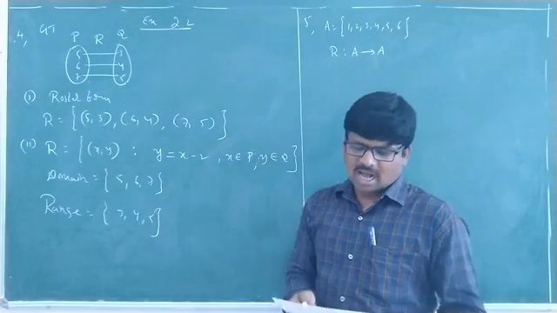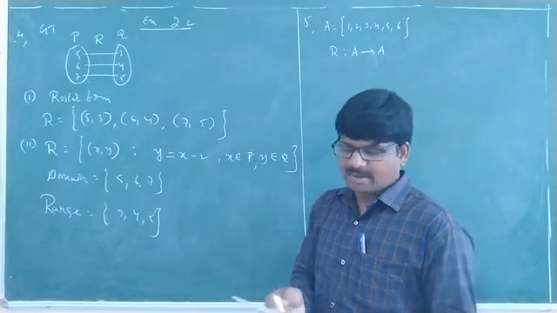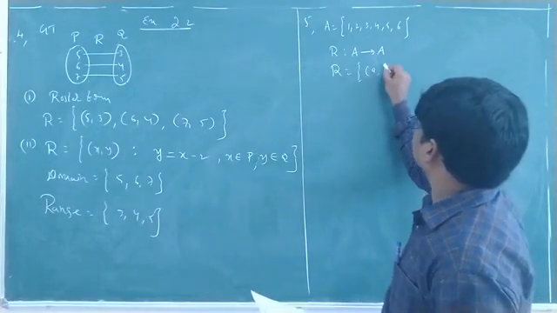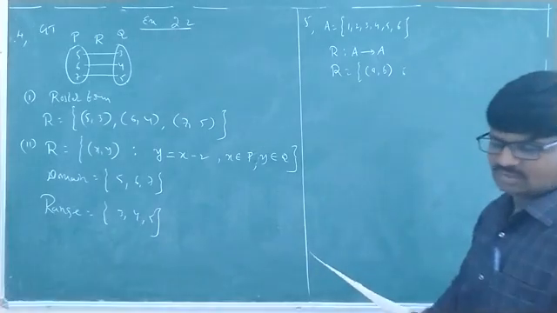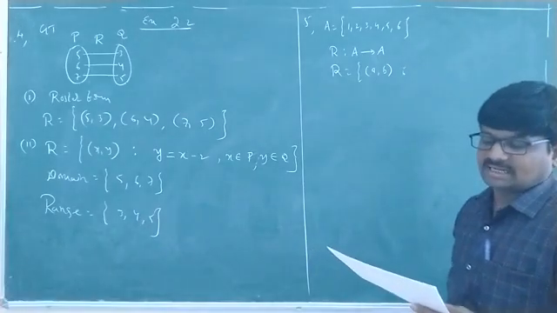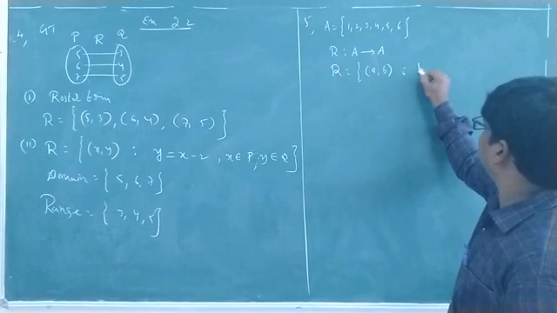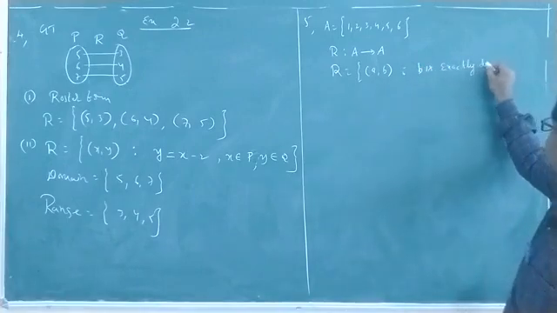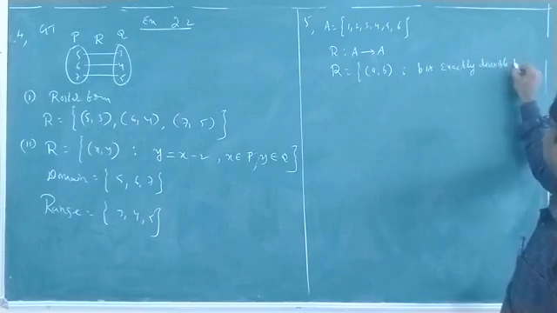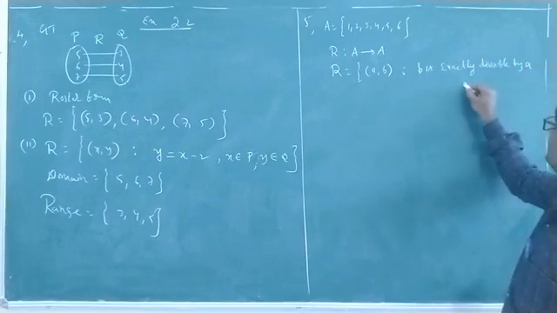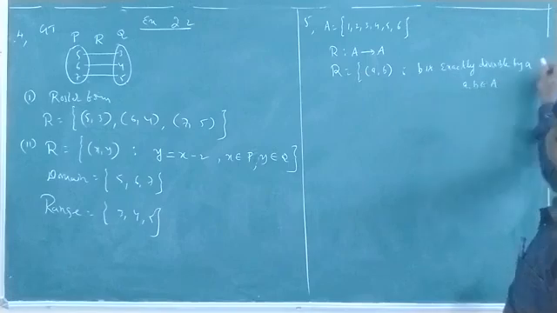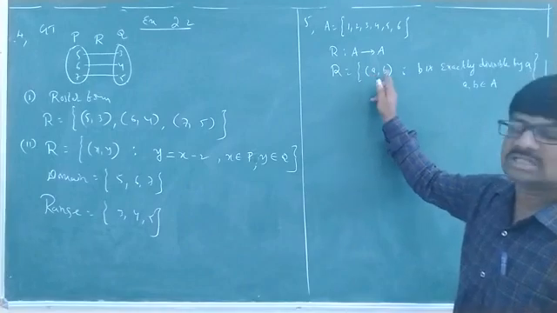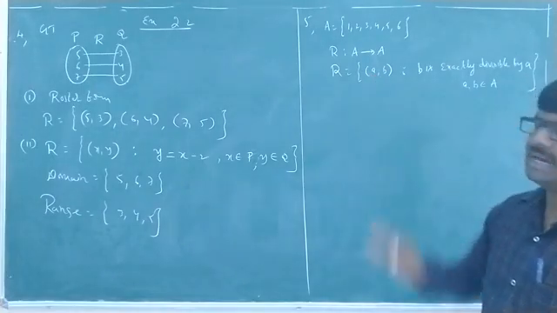Okay, remember. R is a relation on A defined by: R equals {(a, b) such that b is exactly divisible by a}, where a, b belong to A. That is the relation R. Relation R means there is a relationship between a and b.